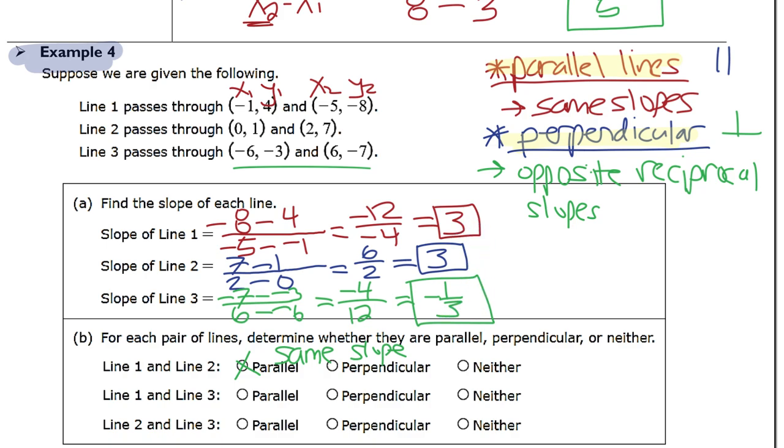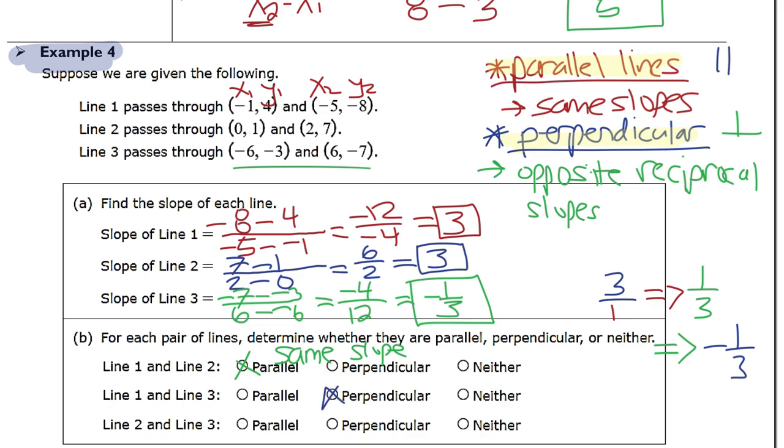So what opposite reciprocal means, if you forgot, is I take 3, which is 3 over 1, and I can flip it upside down to be 1 over 3, and then I'm going to make it the opposite, so it's negative 1/3. So the opposite reciprocal, we flip it upside down, and then I make it opposite. So if it was positive, it turns to negative. If it was negative, it turns to positive. Those are opposite reciprocal. So these are, in fact, perpendicular to each other.